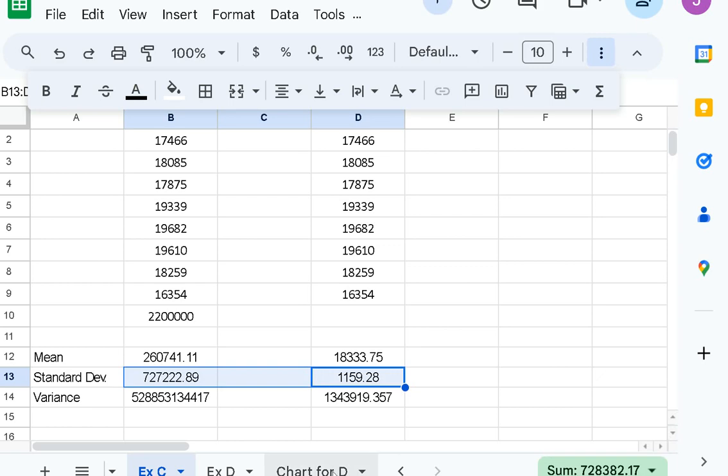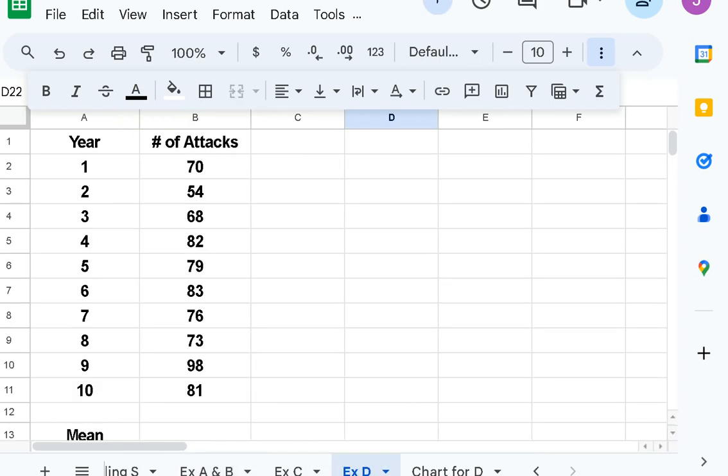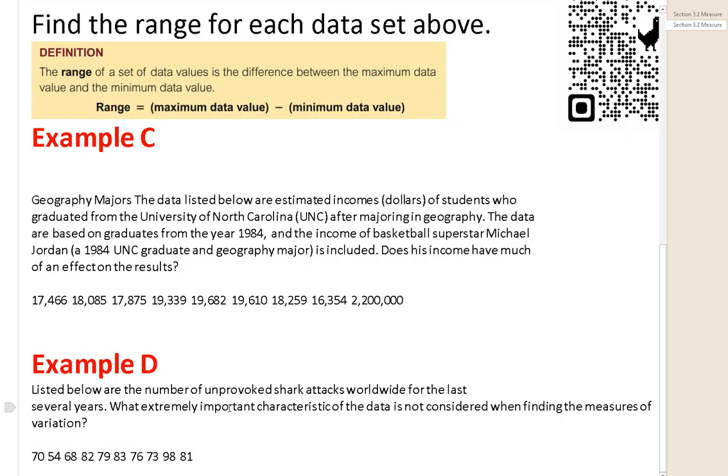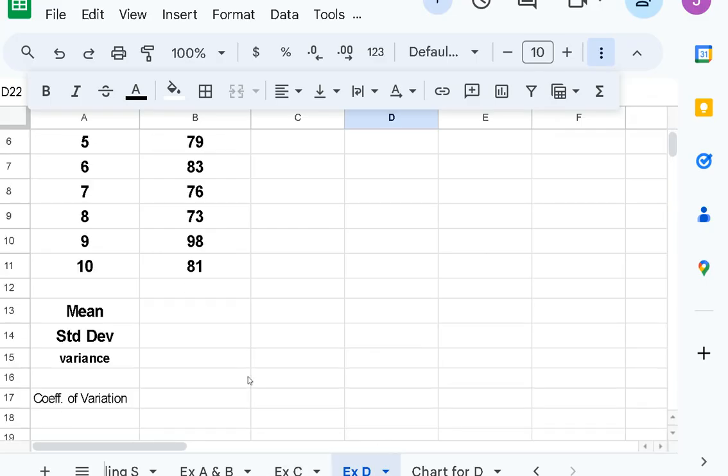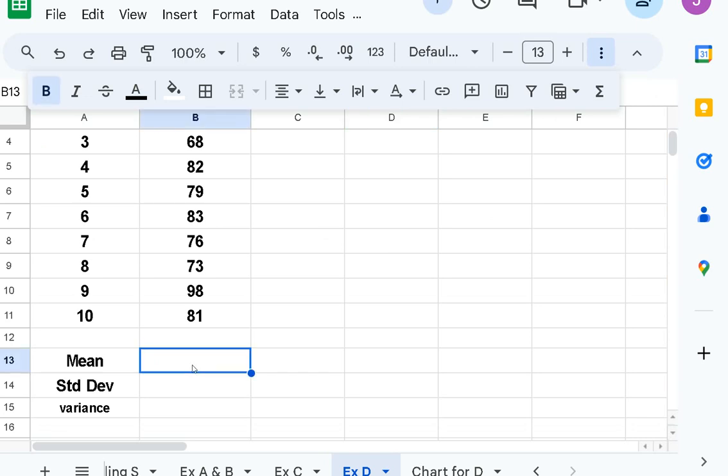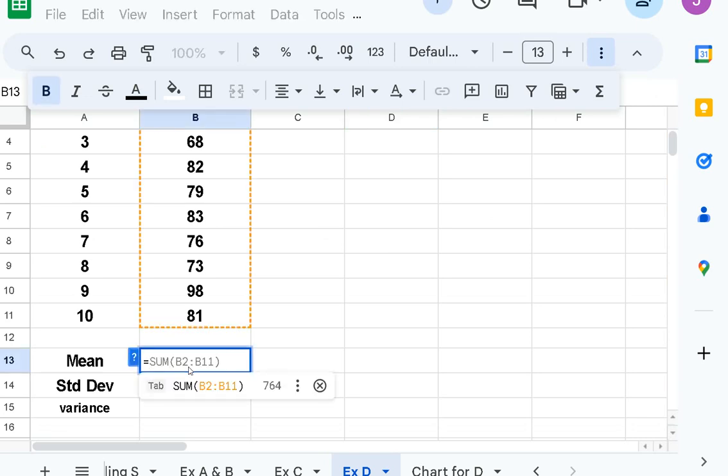One more example like this from the homework. Listed below are the number of unprovoked shark attacks worldwide for the last several years. What extremely important characteristic of the data is not considered when finding the measures of variation? So let's start by finding the measures of variation, and then we'll think about this one a little bit further. You can do the mean, standard deviation, and the variance. So let's find all three of those.